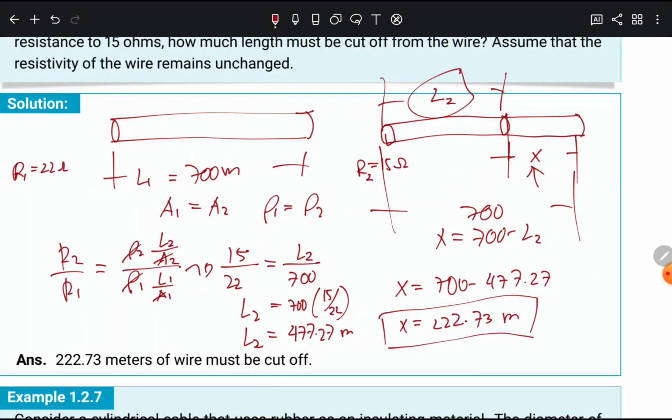The wire that must be cut off will be 222.73 meters in length. And it doesn't matter whether you cut it to the right or to the left as long as you remove 222.73 meters of the total length.